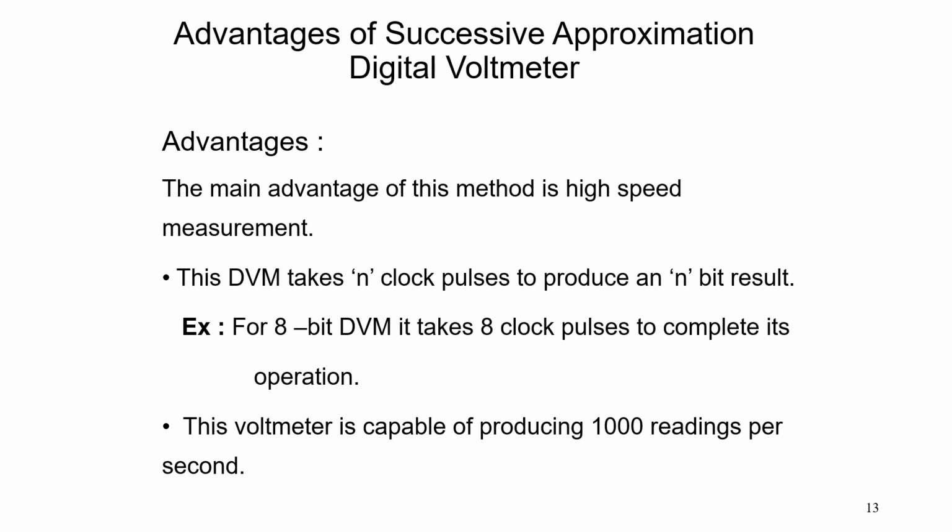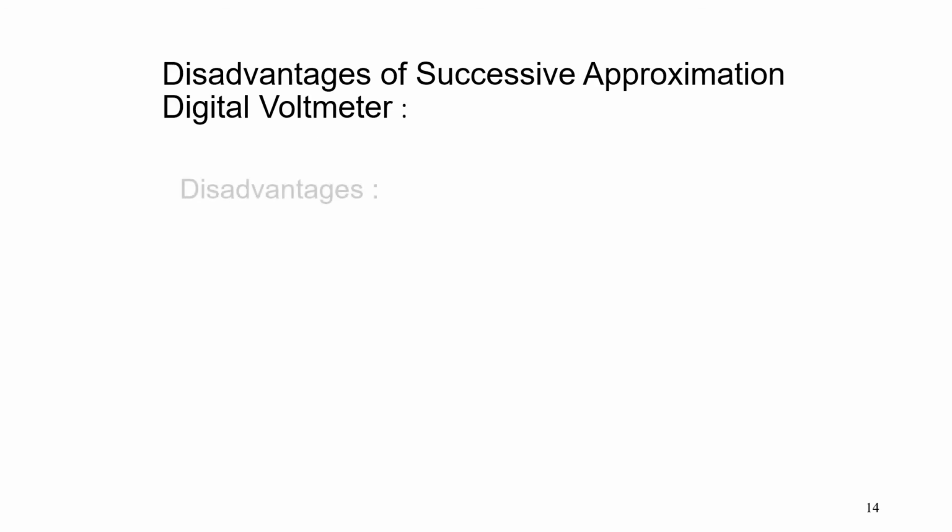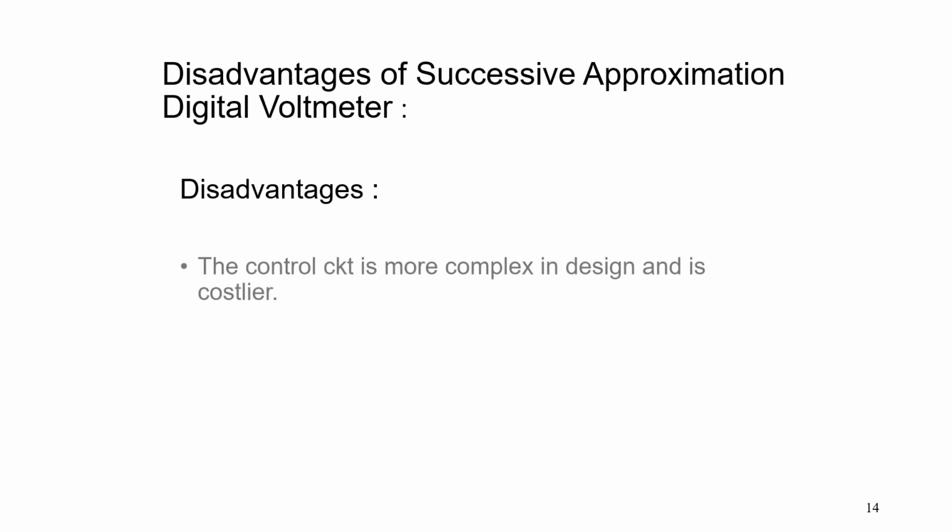So here the advantage of the successive approximation type voltmeter is its high speed measurement, and it takes n clock pulses to produce an n bit result. This voltmeter is capable of producing 1000 readings per second. The disadvantage of the successive approximation digital voltmeter is that the control circuit is a bit more complex in design and is costly.